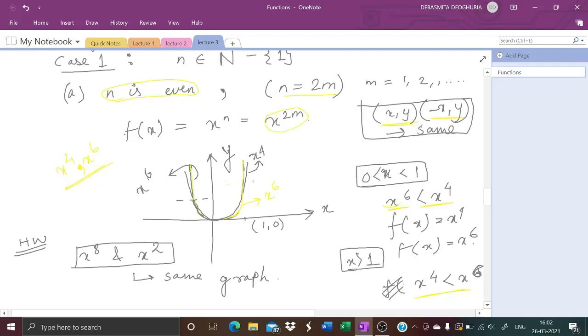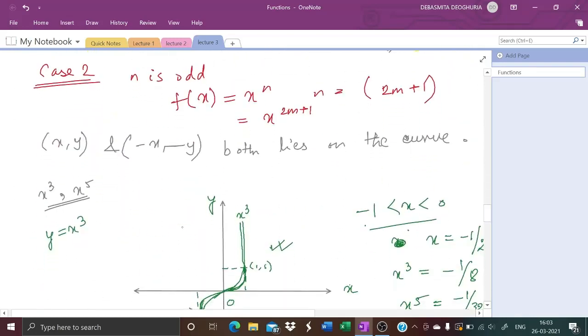As homework, I've given you to draw the graph of x to the power 8 and x to the power 2 in the same graph. No need to do it on graph paper, just do it on a simple plain white sheet, as a practice question.